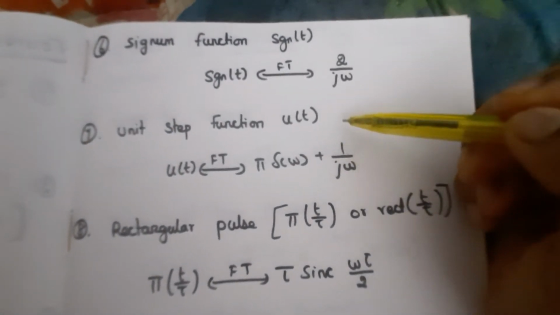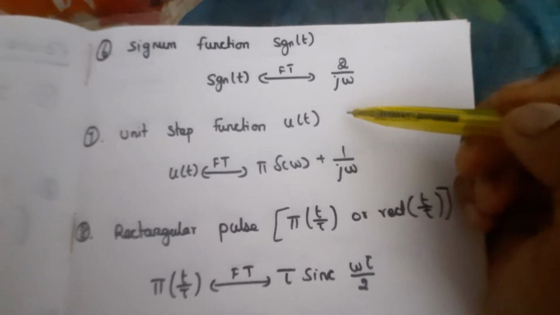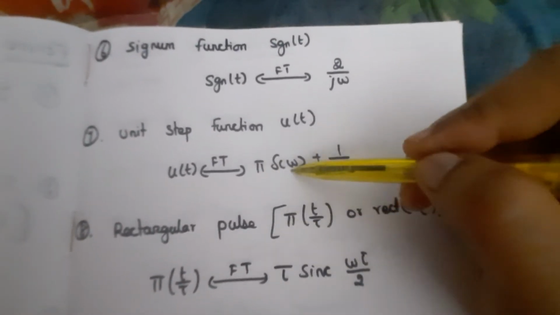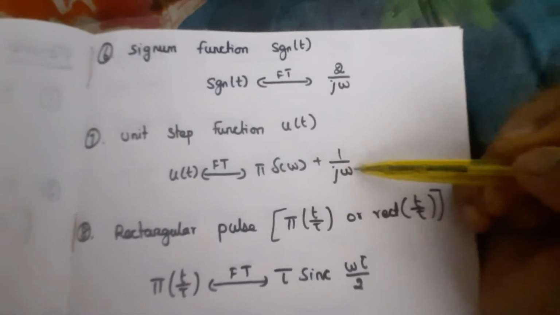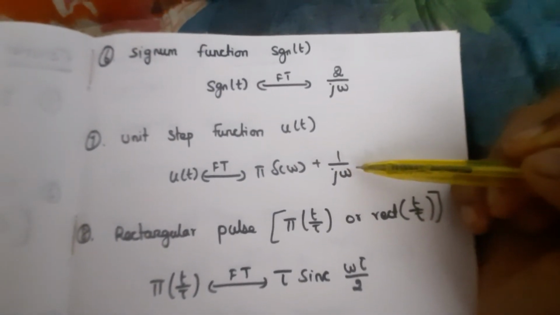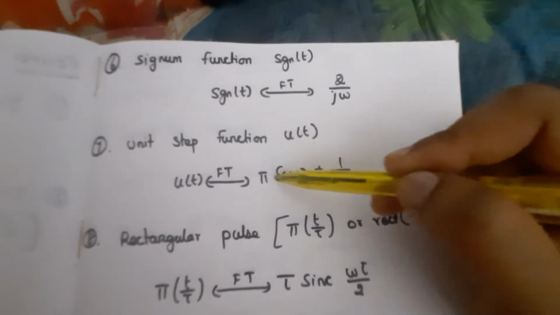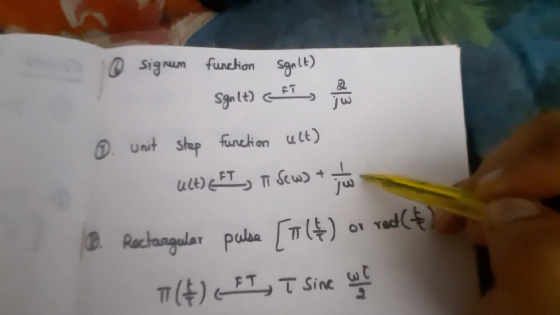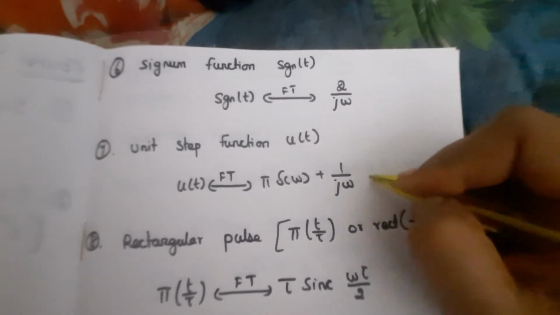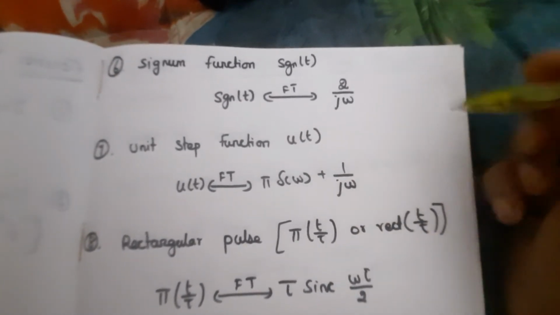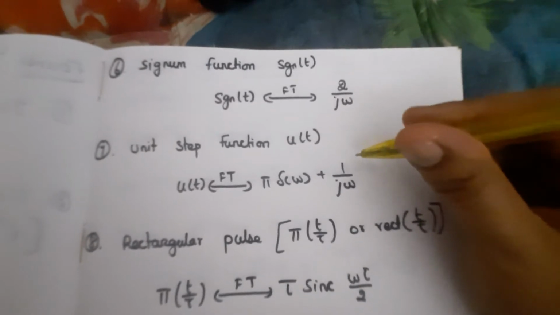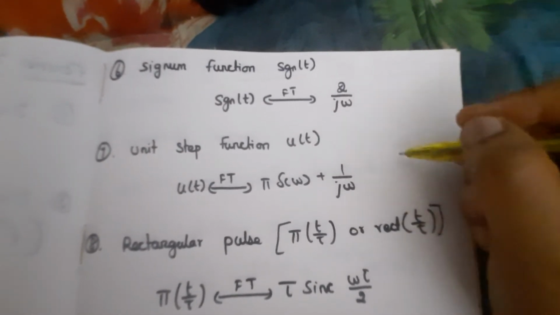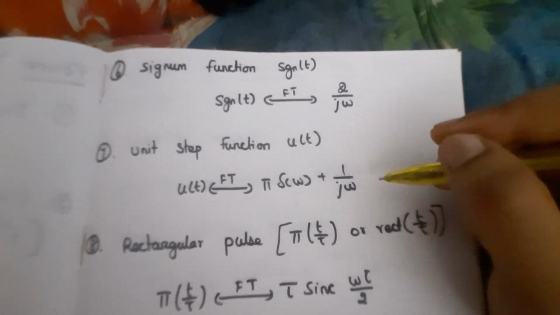And the unit step function u of t. The Fourier transform of u of t is equal to pi del of omega plus 1 by j omega. That is also similarly equal to 1 by j omega. In the Laplace transform, the Laplace transform of the unit step function is equal to 1 by s. Here this is 1 by j omega.